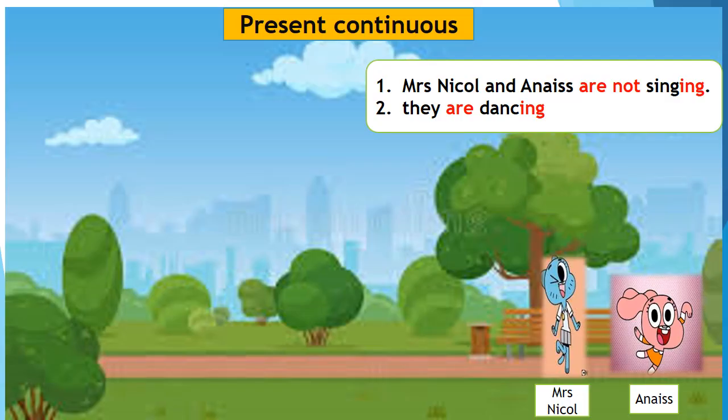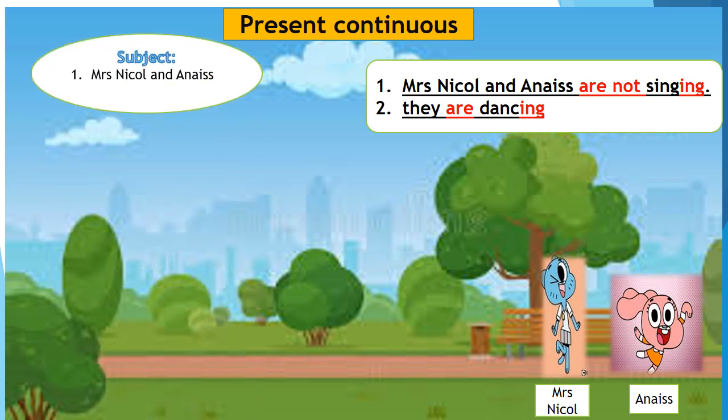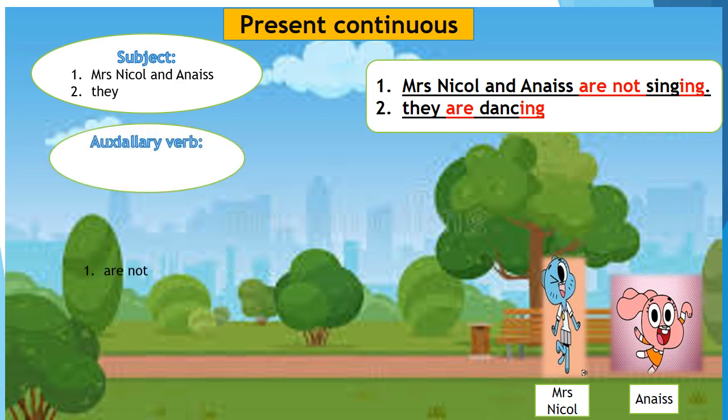Please have a look at these two examples. Number 1, Mrs. Nicole and Anais are not singing. Number 2, they are dancing. Where are the subjects in these examples? Number 1, Mrs. Nicole and Anais. It is the subject of this sentence. Number 2, they. What do we call are not and are? We call them auxiliary verbs.